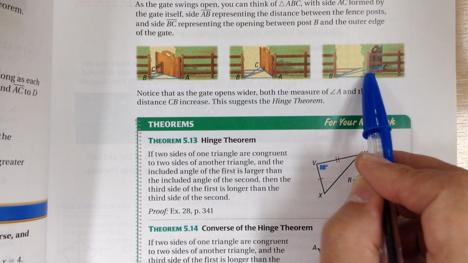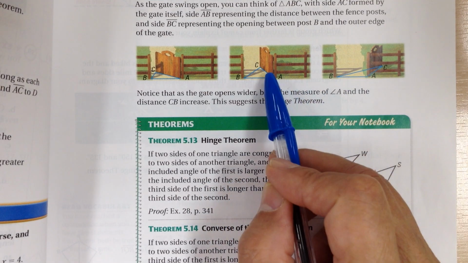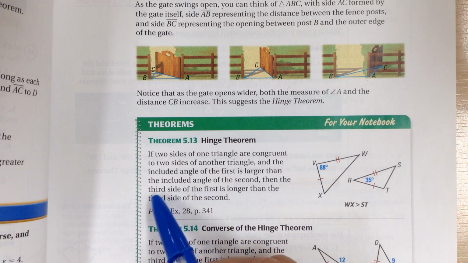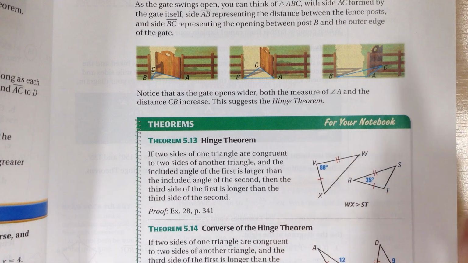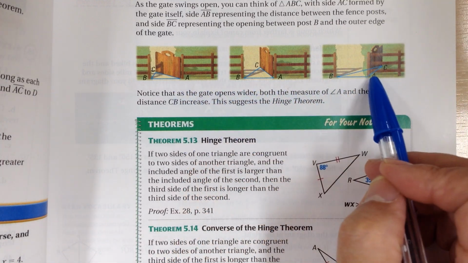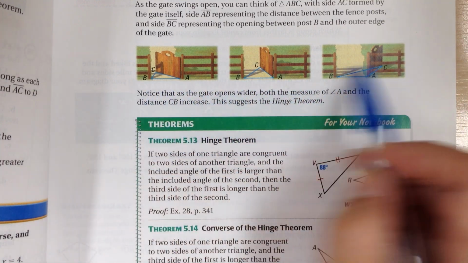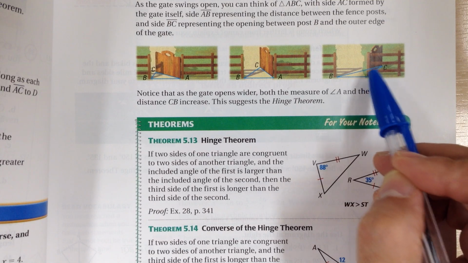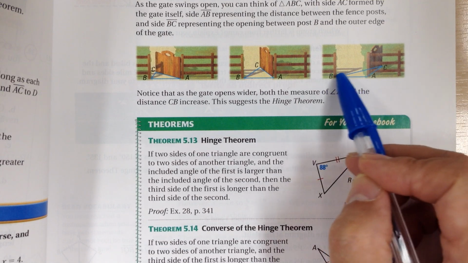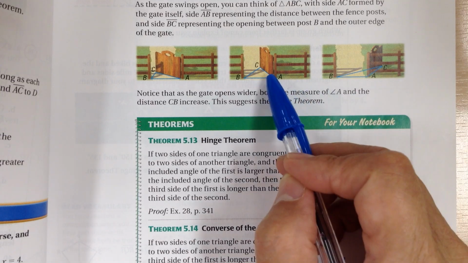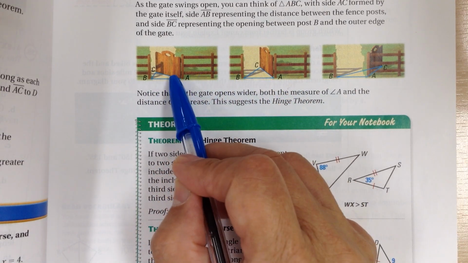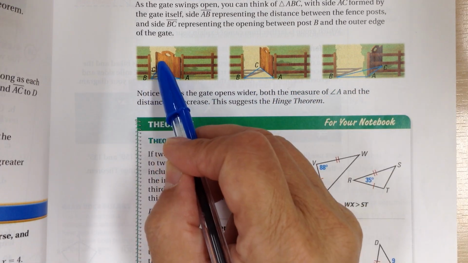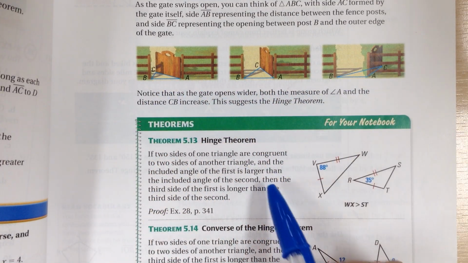So if the included angle, the angle over here, is bigger than this one, then the third side of the first is longer than the third side of the second. What it's saying is that AB and AC are all the same, so as the included angle, the angle A, gets bigger, the opposite side becomes longer. So again, as the included angle gets bigger, the opposite side becomes longer.